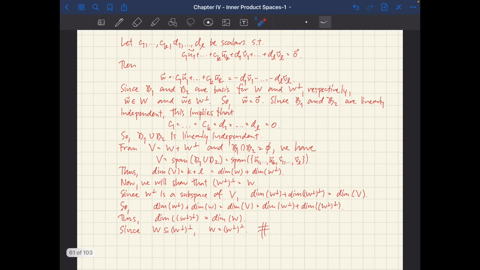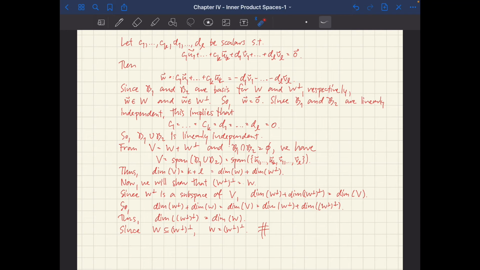So the proof has some technique from linear algebra, and we use dimension to prove that W perp is equal to W. If you need to copy this page, please pull it. Okay, next we will move to the example.